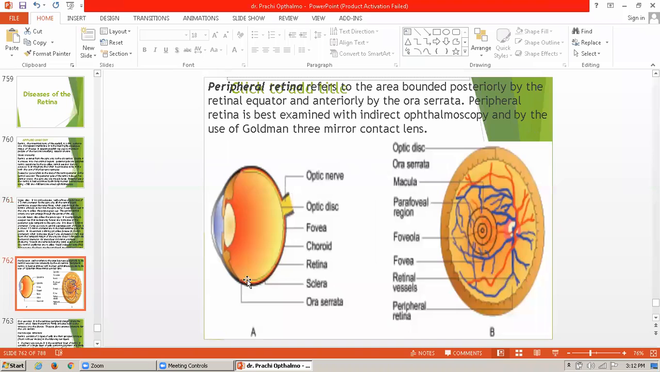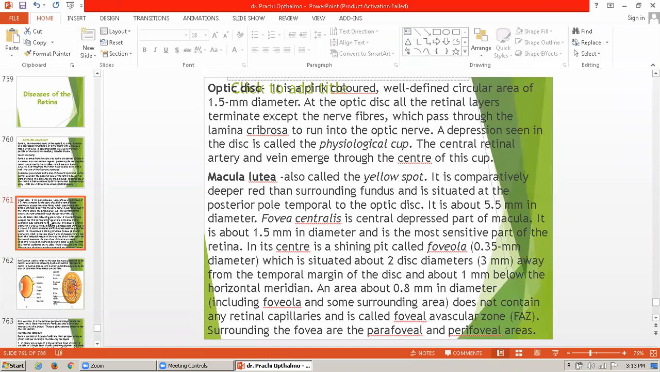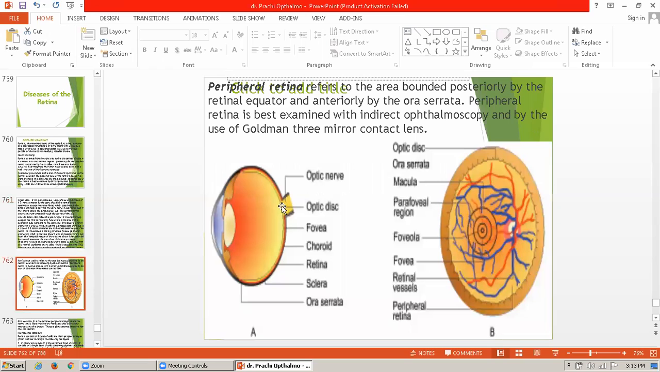So, this is the optic disc. The optic disc is pink in color. It is a well-defined circular area, 1.5 mm in diameter. At the optic disc, all retinal layers terminate, but nerve fibers do not terminate at the optic disc. Nerve fibers pass through the lamina cribrosa and run into the optic nerve. So here is the optic disc and this is the optic nerve, and the nerve fibers run through the optic nerve.